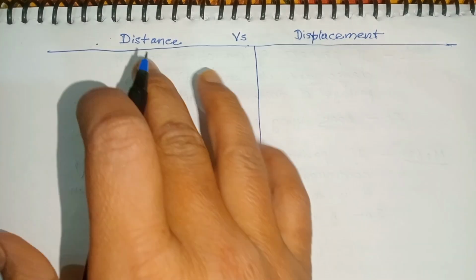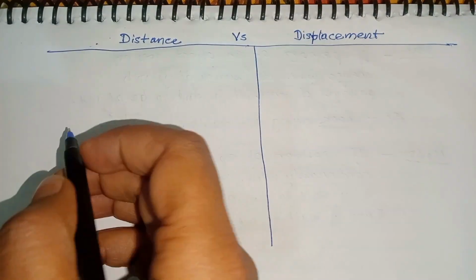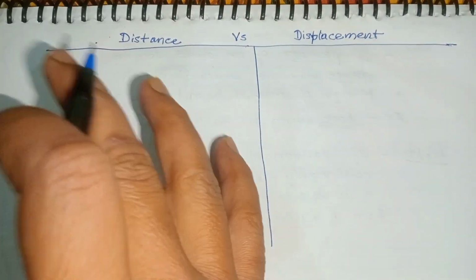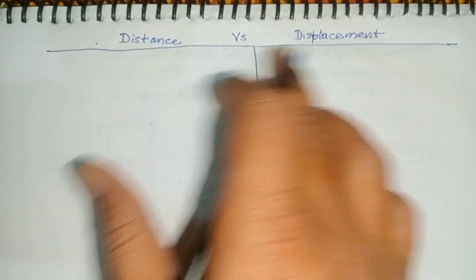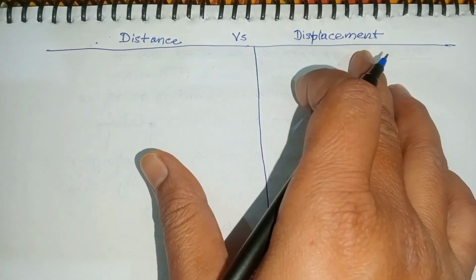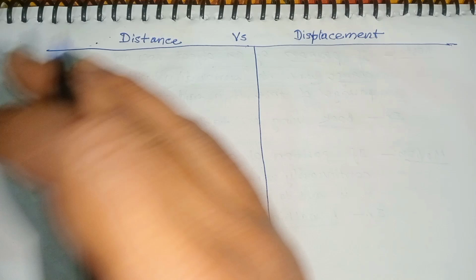In this topic, distance versus displacement, let's see what the differences and similarities are between these two. Both show what? Both show length, that is, the length dimension.